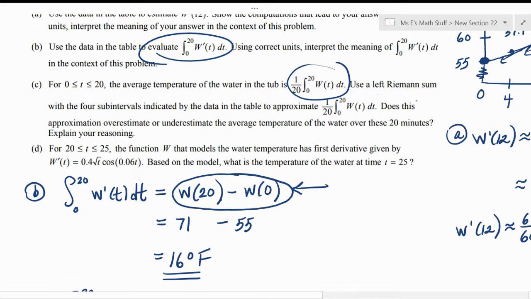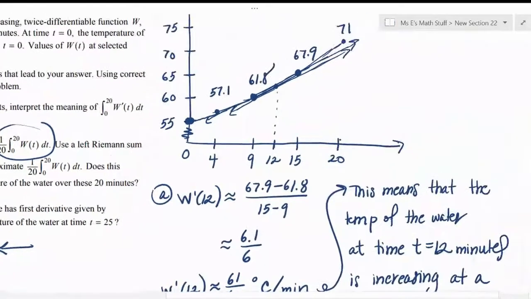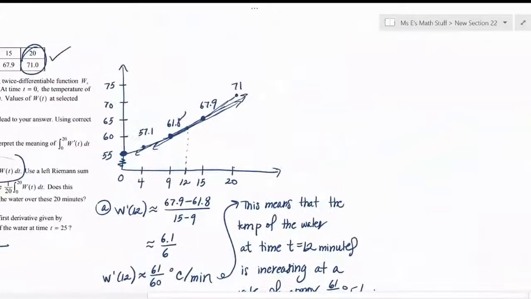They want you to use a left Riemann sum with 4 subintervals indicated by the data in the table to approximate that average temperature. And then they want to know, does this approximation overestimate or underestimate the average temperature of the water over those 20 minutes? And they want you to explain your reasoning. So I'm going to come back to the picture for this. So for part C, and since you drew the picture, you're ready to go.